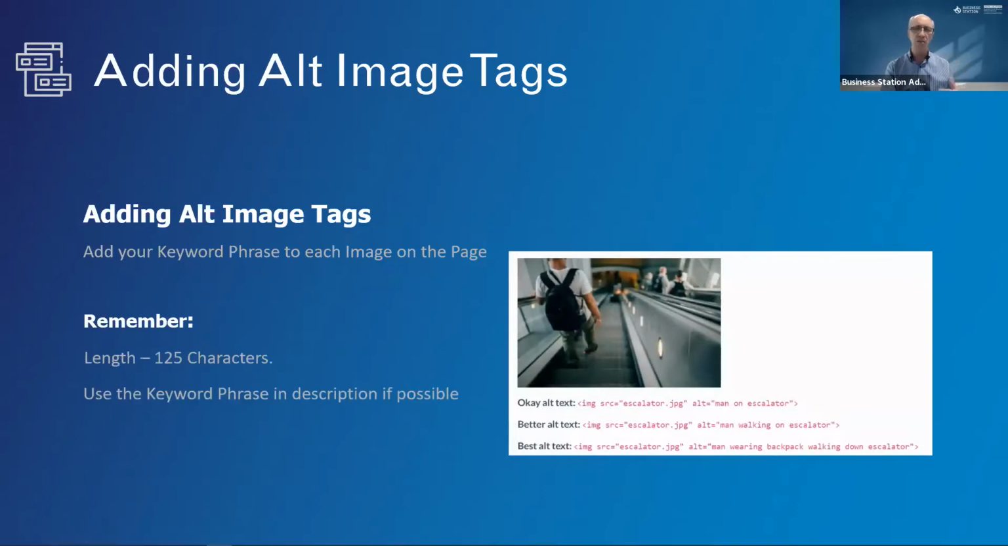So in answer to your question, in terms of how long should that be, it should include your keyword and it should be as descriptive as possible while including that keyword, but you're limited to 125 characters. So in most cases, when you're doing these things on your platform, whatever website you're using, they'll tell you what the limitation is, in most cases.